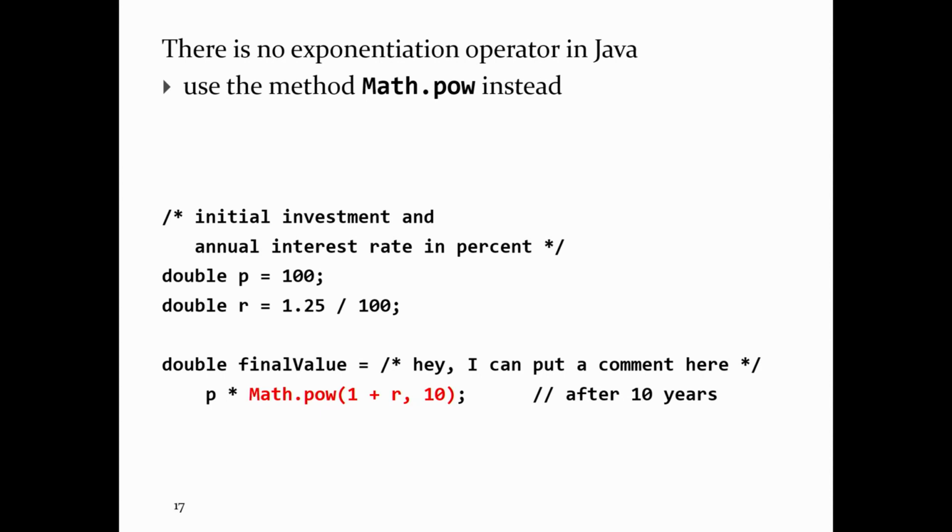All right, so notice there's no exponentiation operator. So you can't write star star in Java. It doesn't mean anything to the programming language. If you want to compute an exponent or a power, you have to call the method Math.pow, with big M Math, a period, and little p pow. So Math.pow, that's the base. That's the exponent. So 1 plus r raised to the power 10.